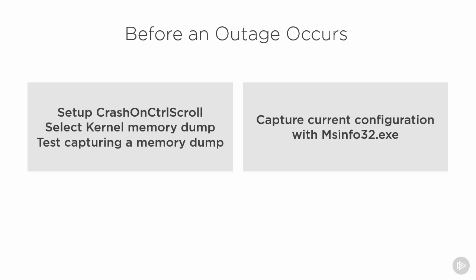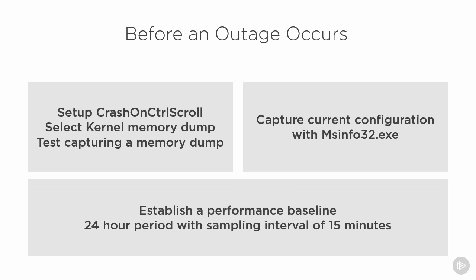So you may know there's a tool called MSInfo32, also known as System Information, where you can view and capture your current configuration. I'll show you a brief demo of MSInfo32 in just a moment. Finally, be sure to establish a performance baseline using a 24-hour period with a sampling interval of once every 15 minutes. This will allow you to compare this baseline to any future performance issue you may have down the road.